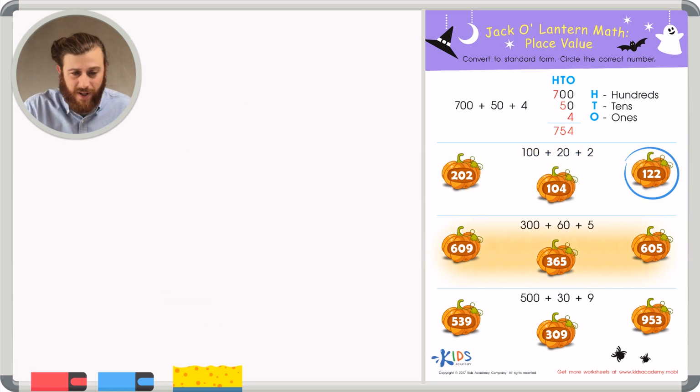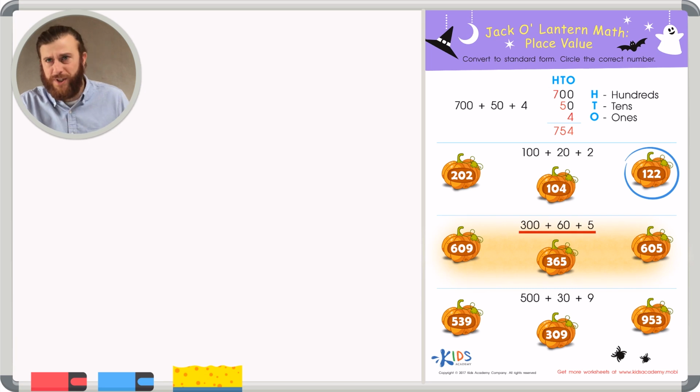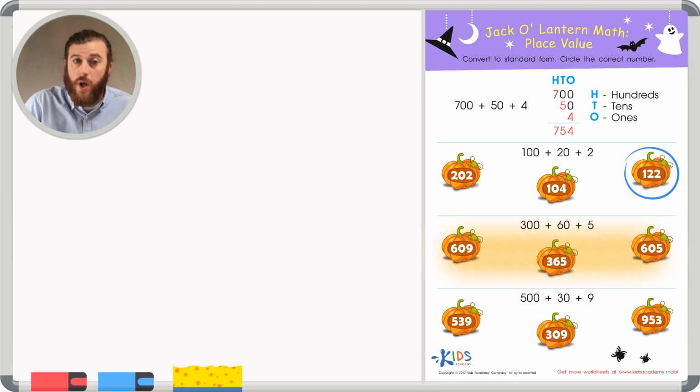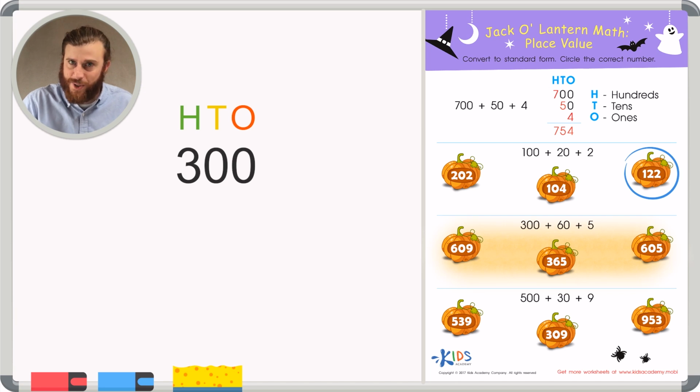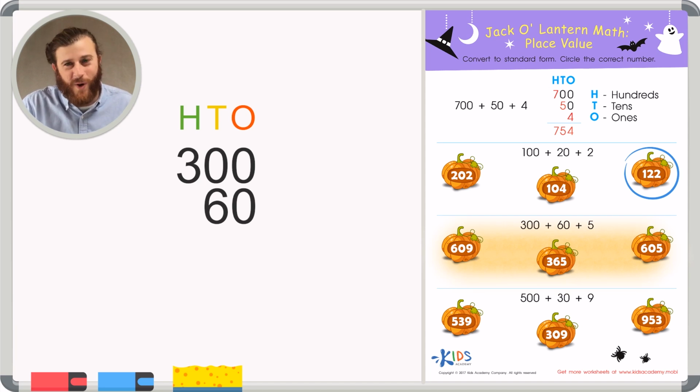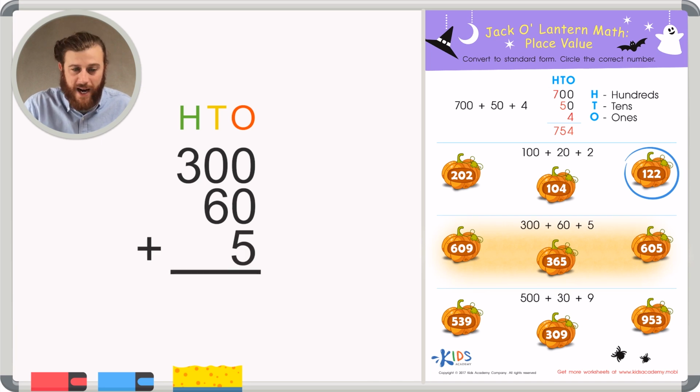Our next example has us adding 300 plus 60 plus 5. Let's make our place value chart with hundreds, tens, and ones. Put a 3 in the hundreds place, followed by 2 zeros to make the 300, a 6 in the tens place and a 0 in the ones place to make 60, and a 5 in the ones place to make 5.